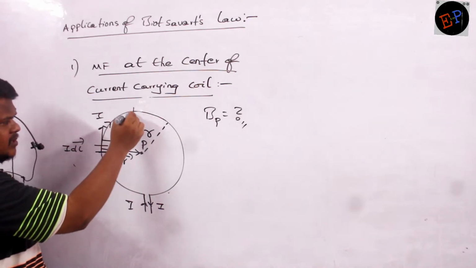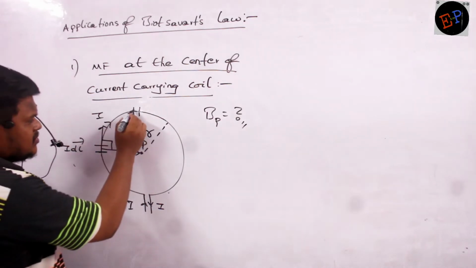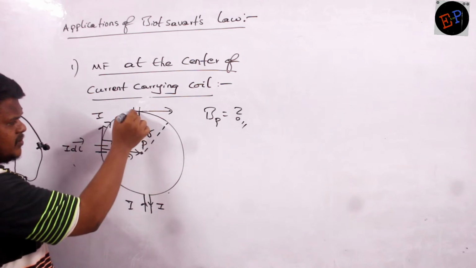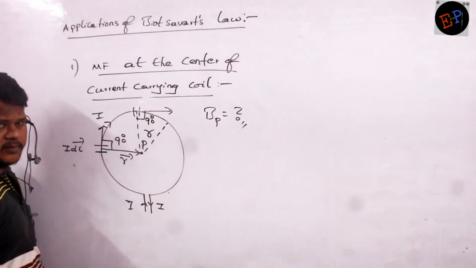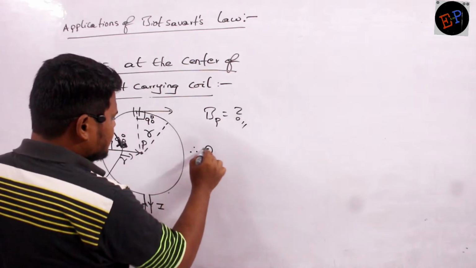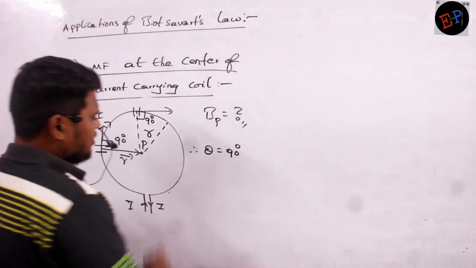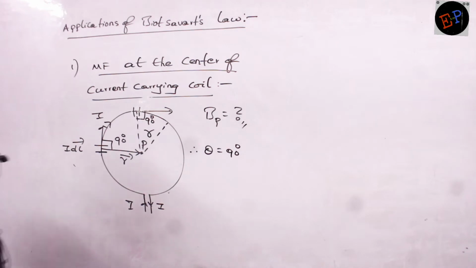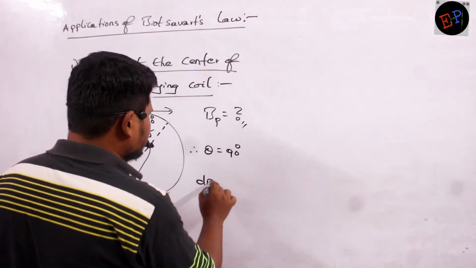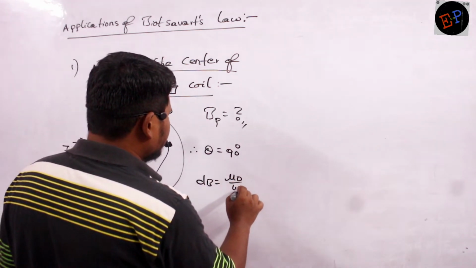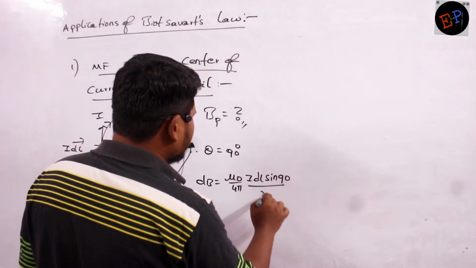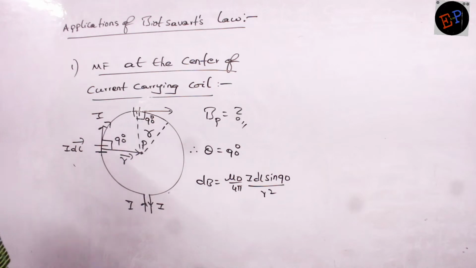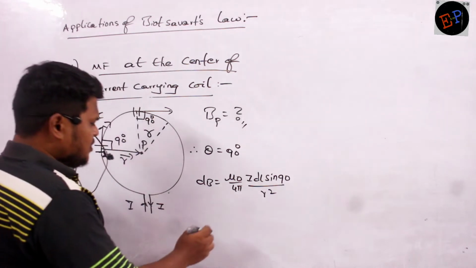For example, if you take a current element here, this is the direction of the current element, and from here also the angle will be 90 degrees. Wherever you see, the angle will be 90 only. So theta is 90 degrees. Now apply Biot-Savart's law. dB is equal to mu naught by 4 pi, I dl sine 90, divided by r square. That's all. So what is this dB?